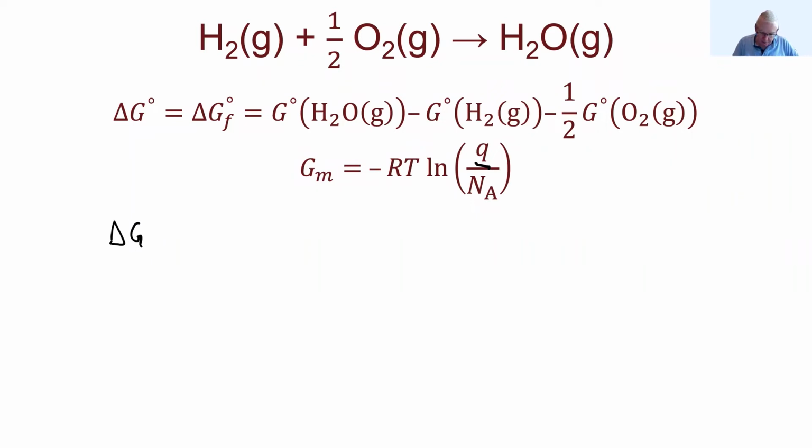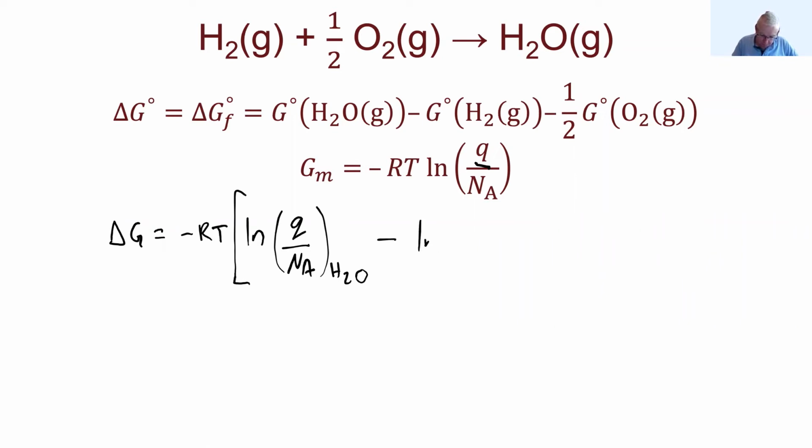the whole thing is just going to be equal to minus RT ln of Q over N sub A for the water. There's going to be an RT on all of them, I guess, so maybe I'll do it this way. Then I would have minus ln of Q over N sub A, and obviously N sub A is the same inside these things, but I'm going to keep writing them that way, I guess, since I started that way.